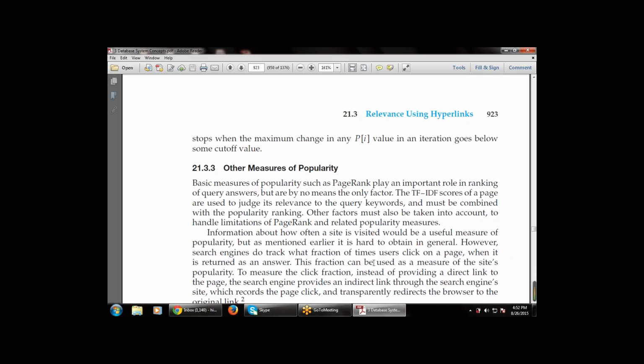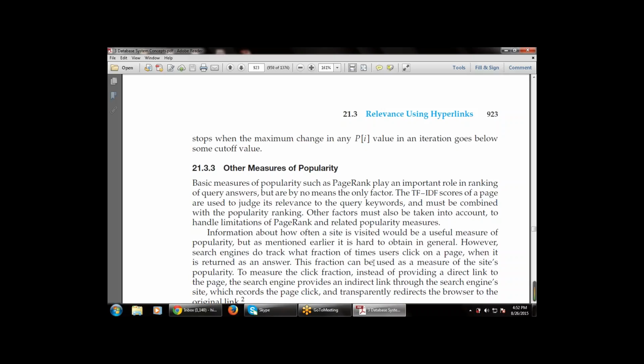The TF-IDF scores of a page are used to judge its relevance to the query keywords and must be considered together with the popularity ranking, that is, combined with the popularity ranking.